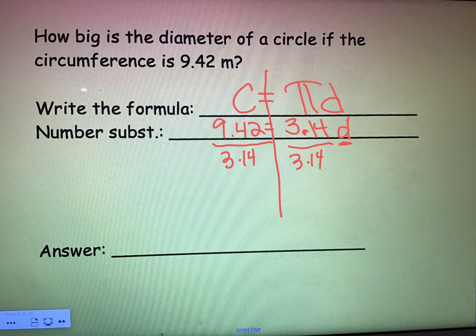So go ahead and use your calculator. Calculate this side, 9.42 divided by 3.14, and raise your hand. And hopefully you got the answer is 3. So your diameter would be 3, and it would be still measured in the same, 3 meters.